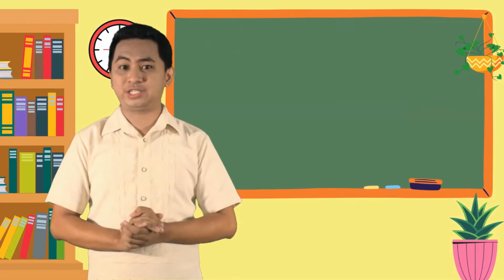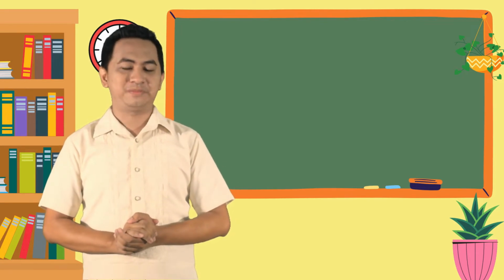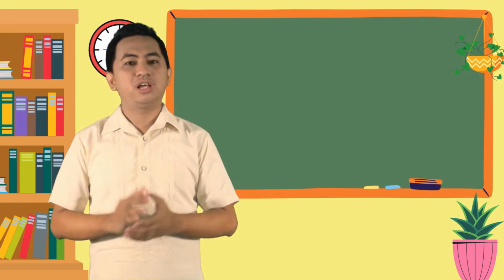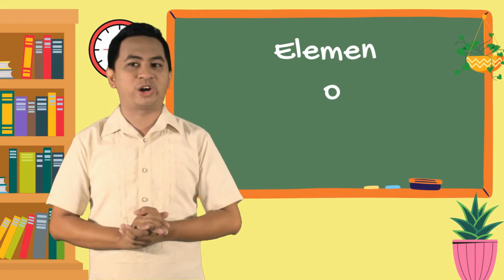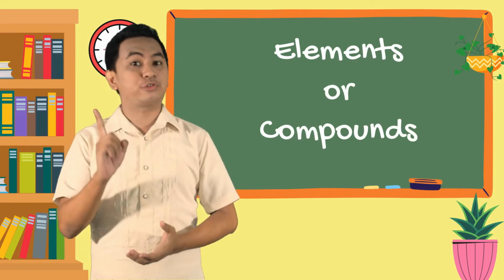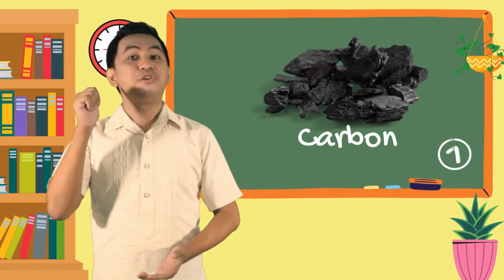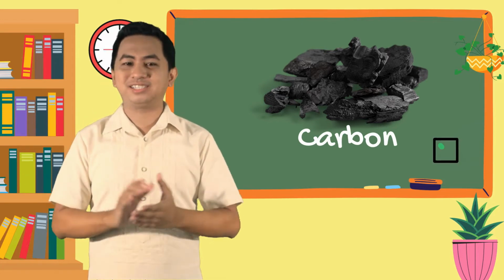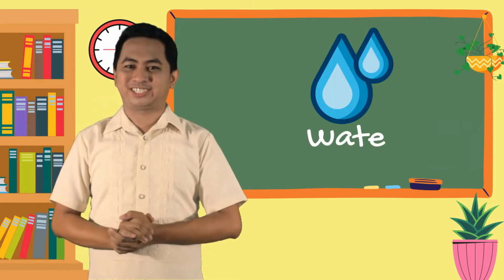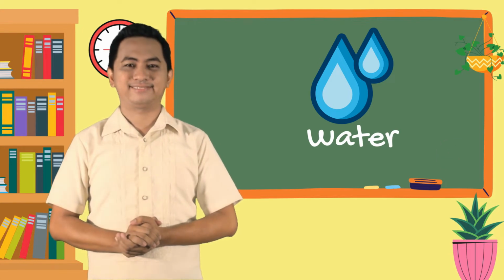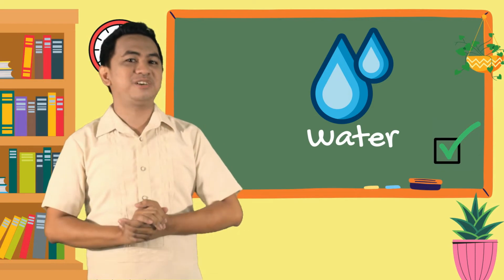Let us know first if you have an idea about elements and compounds. Let us try this. Tell me if the following substances are elements or compounds. First picture. Very good. Carbon is an element. Second picture. Correct. Water is a compound.